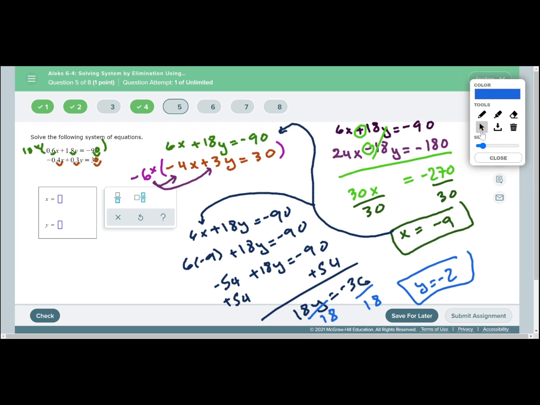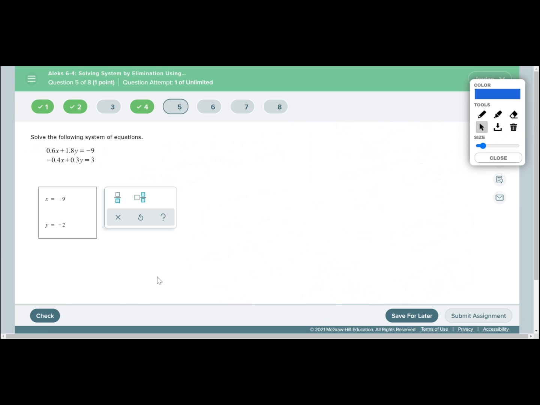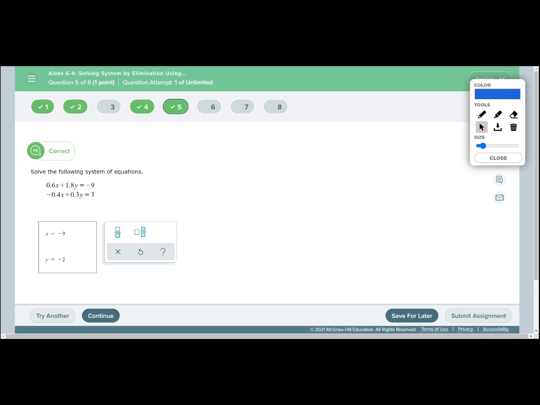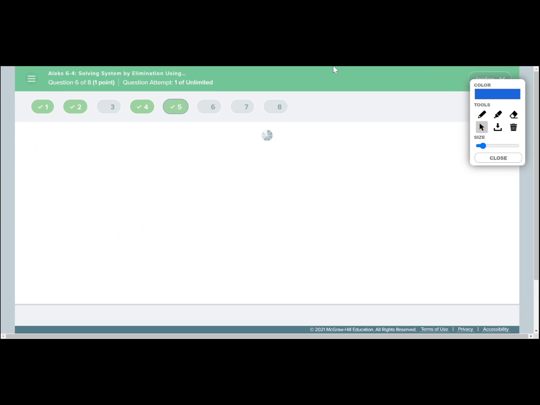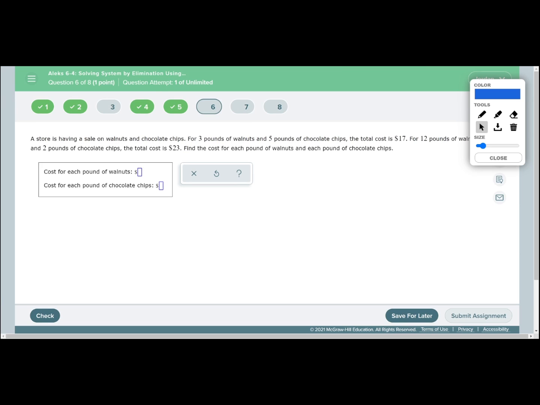All right, so x is negative 9 and y is negative 2. That's it. Clear, check. All right, we're going to move on to number 6.